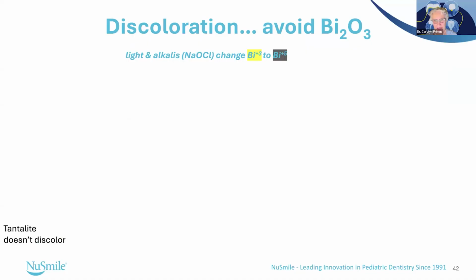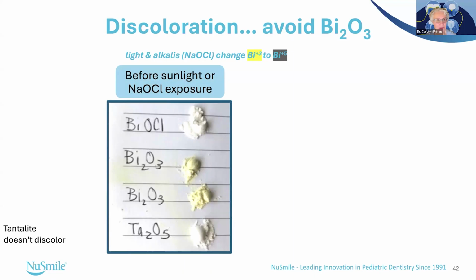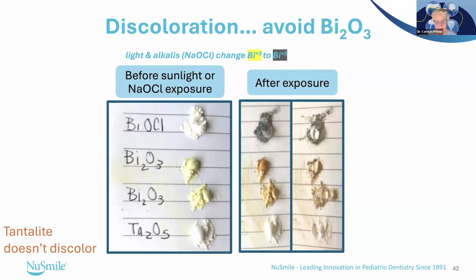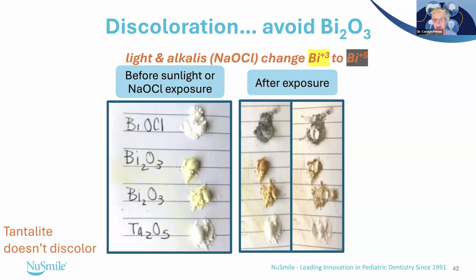People have talked about MTA as discoloring. All you have to do is buy a product that doesn't have bismuth oxide. And we'll have to talk a little bit about chemistry, but I want to show you some pictures. If you have bismuth compounds right here, and I included tantalum oxide, you expose them to either sunlight or sodium hypochlorite, these materials will darken. Now, the tantalum oxide didn't discolor, but all these bismuth compounds did. And the reason is that the valence of the bismuth oxide changes from +3 to +5, and that changes the color. So avoid those products.